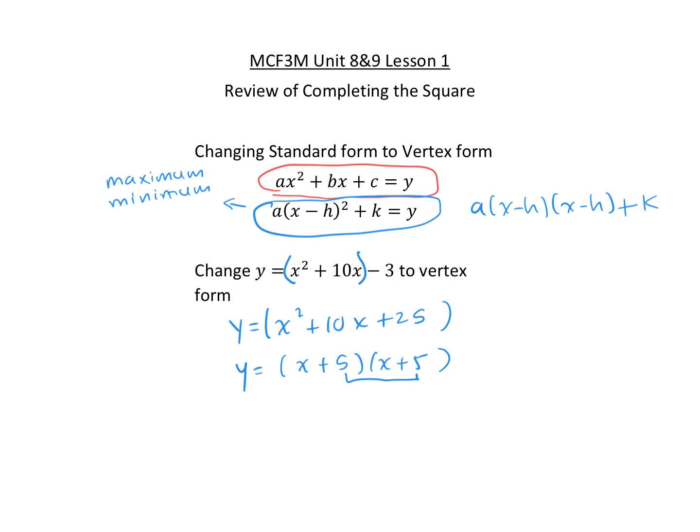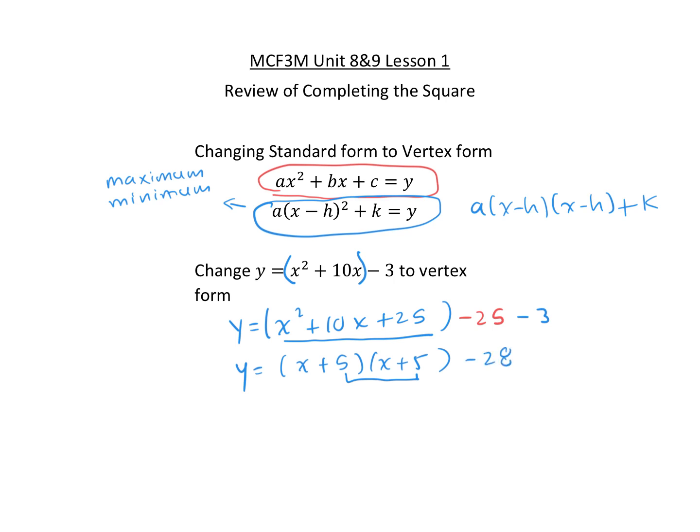So we don't really need the -3. We want it to be 25. But whatever you add, you have to subtract, because we don't want to change the value of the equation. And then we still have this -3. So I'm adding 25 to make a perfect square quadratic. This quadratic factors to (x plus 5) times (x plus 5). Whatever I add, I have to subtract, so I don't change the equation, and then I have this -3.